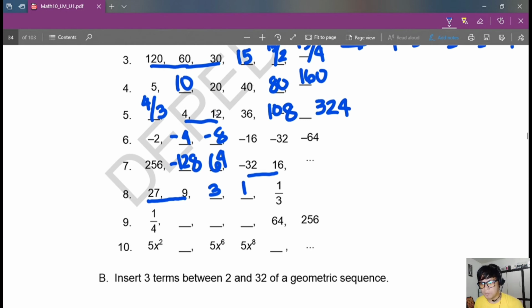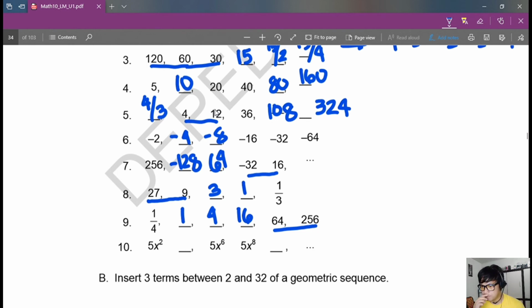This one, what is the common ratio here? So, this is 256 divided by 64. So, 4. So, i-multiply natin yung 4. So, 1/4 times 4 is 1. 1 times 4 is 4. 4 times 4 is 16. 16 times 4 is 64. 64 times 4 is 256.